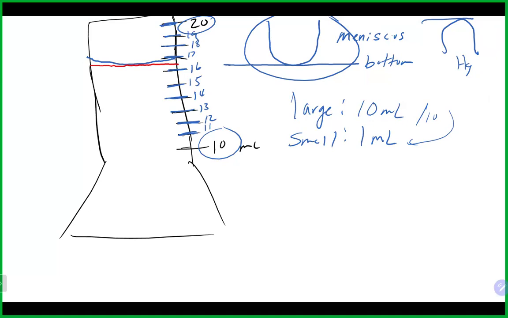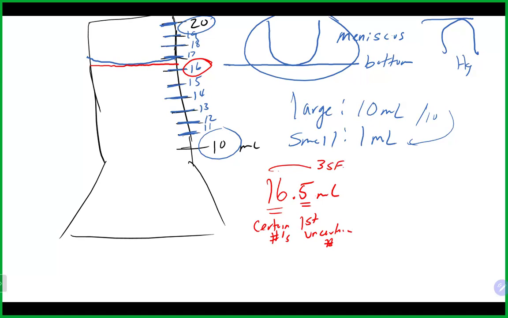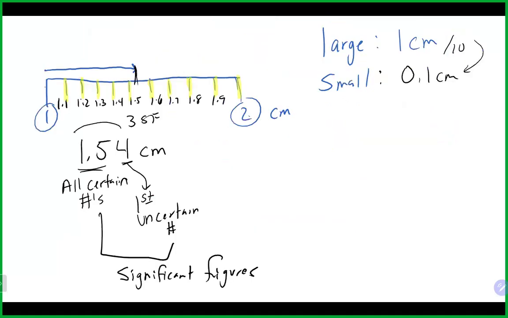So once again, we could record in this case, it is definitely 16, which is a certain number. Once again here, we are not exactly at 16, not exactly at 17. In this case, we maybe are somewhere halfway between the two. So this again would be our certain numbers. We record 0.5 milliliters. This would be our first uncertain number. And that again is going to give us 3 significant figures in this particular case. Now, in this particular case, we could only go to the first decimal place. In the earlier case, we could actually go to the second decimal place.